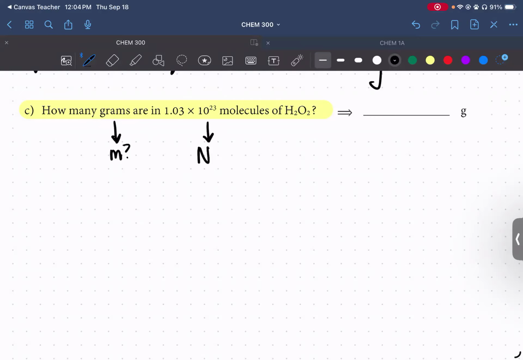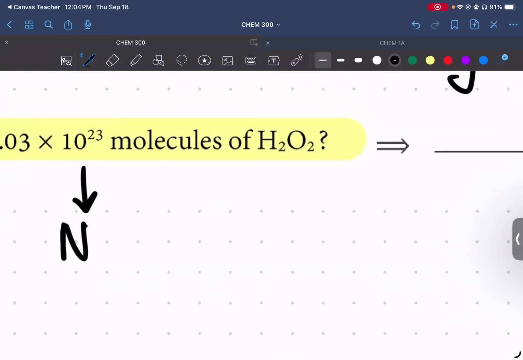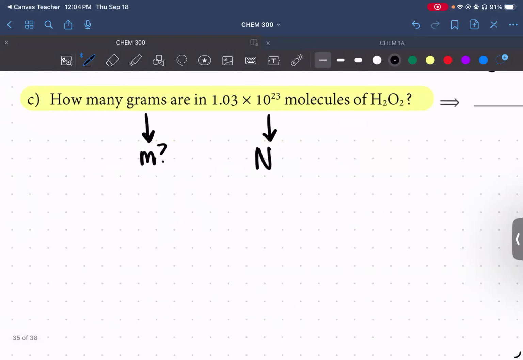Why did we use the word molecules? Why not atoms? Anyone take a guess? Yes, Ryla, why? Because it's not a single element. It's hydrogen and oxygen. So the word molecules reflects that.